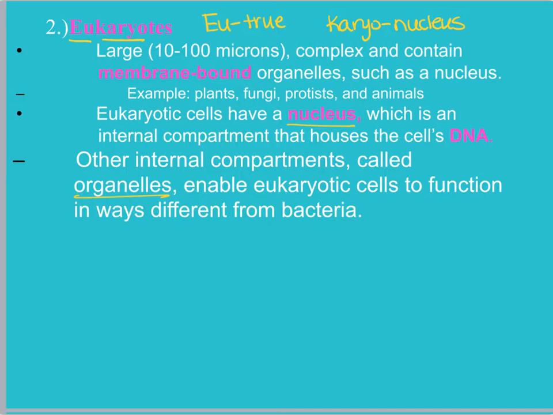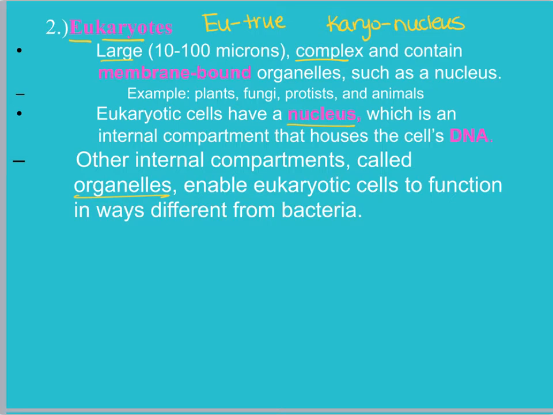Now, because they have all this extra stuff, they're more complex. And they're also larger. If you recall, I had 1 to 10 microns or micrometers for a prokaryotic cell, but eukaryotic cells are 10 to 100 microns or micrometers, so they're much larger. Anyway, examples are going to be everything else that's considered alive: plants, animals, fungi, protists. Remember, viruses are not alive, so they are not cells.